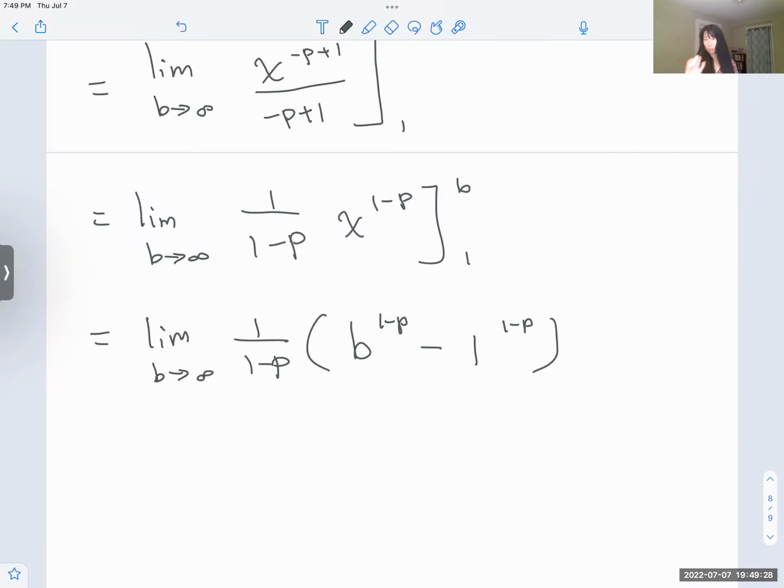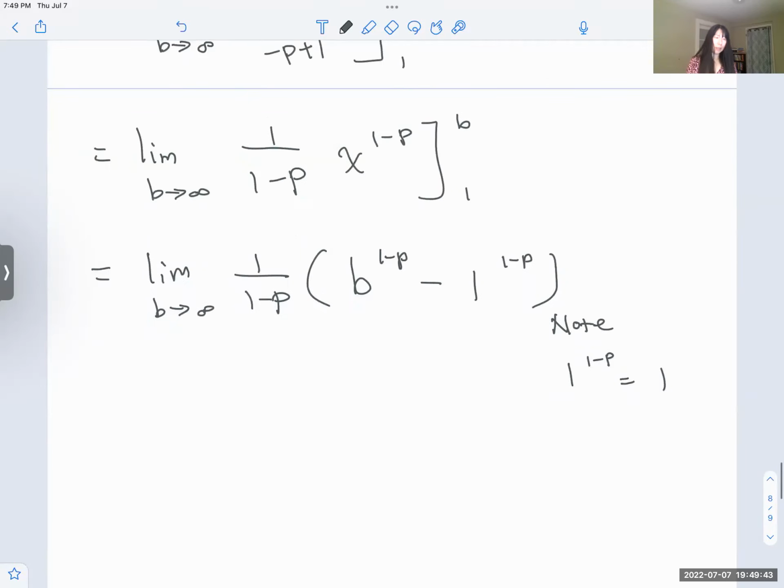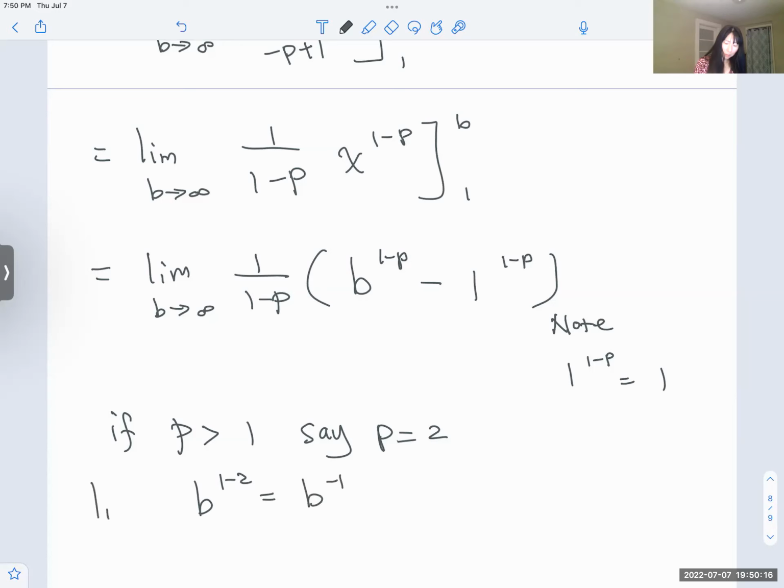So 1 to the 1 minus p is equal to 1. Just 1, yes, thank you. All right, then let's think about that p. If p is greater than 1, in this case we said p is not equal to 1, think about 2, how about that? Say p equals 2, for your reference. Then b to the 1 minus 2 is b to the negative 1, which is 1 over b.